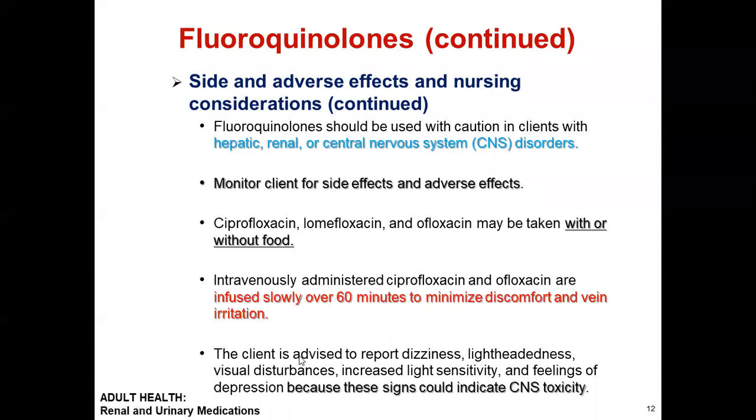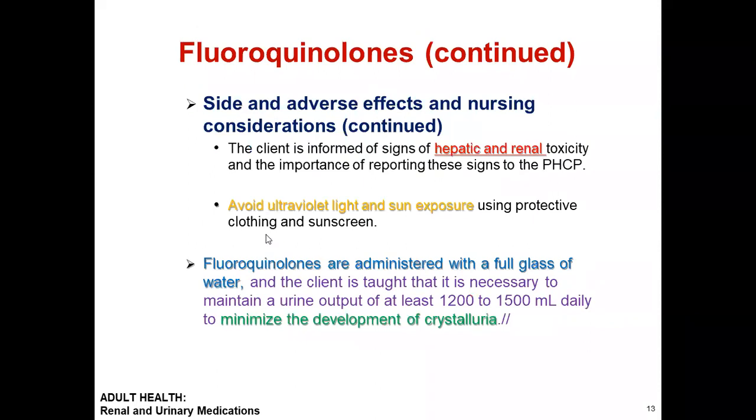The client is advised to report dizziness, lightheadedness, visual disturbance, increased light sensitivity, and feelings of depression, because these signs could indicate central nervous system toxicity. The client is also informed of the signs of hepatic or renal toxicity, and it is important to report these signs to the healthcare provider. Also avoid ultraviolet light and sun exposure, using protective clothing and sunscreen.